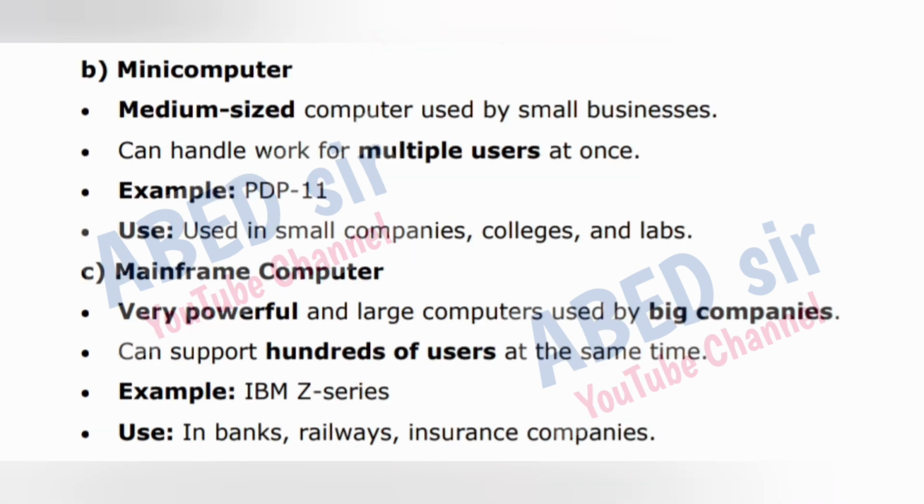B. Minicomputer. Medium-sized computer used by small businesses. Can handle work for multiple users at once. Example: PDP-11. Used in small companies, colleges, and labs. C. Mainframe computer. Very powerful and large computers used by big companies. Can support hundreds of users at the same time. Example: IBM Z series. Use in banks, railways, insurance companies.